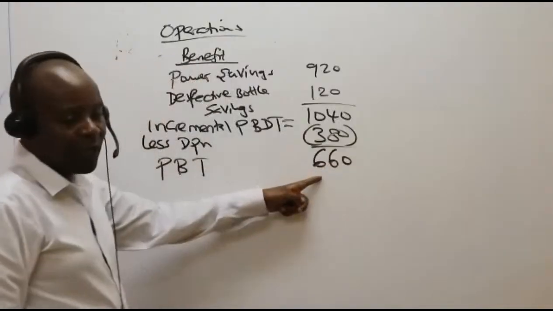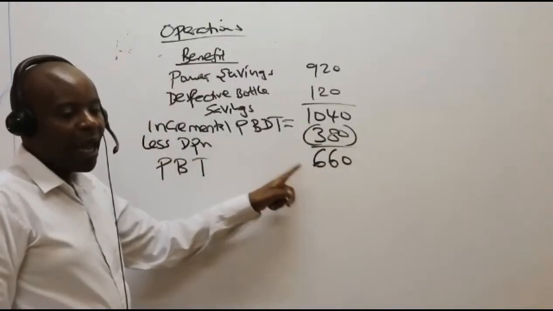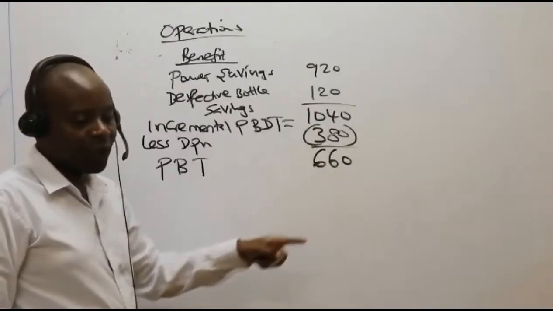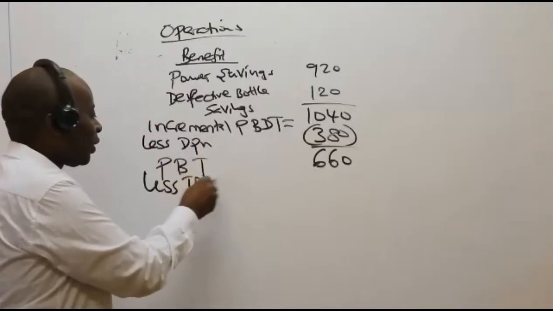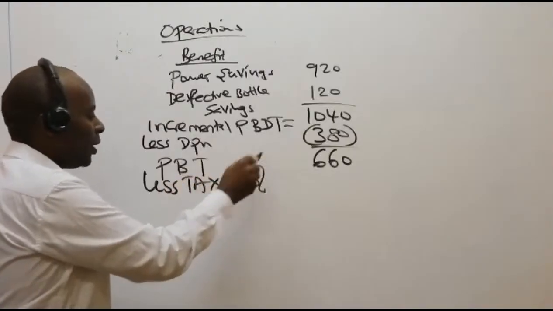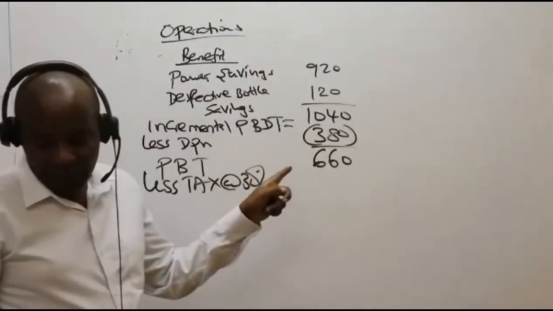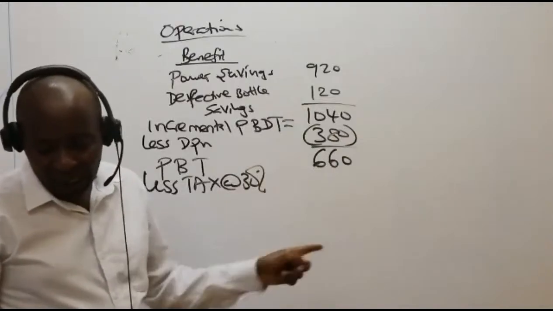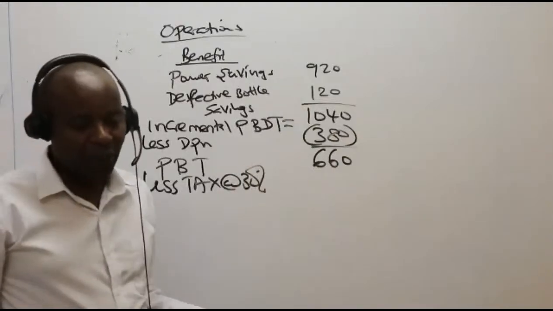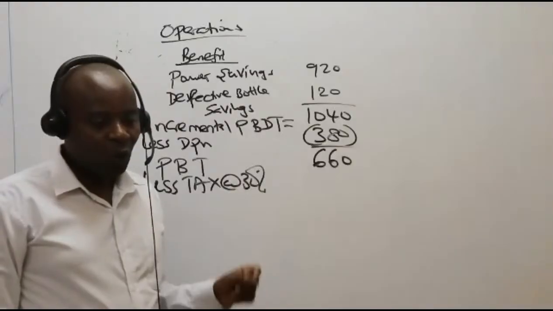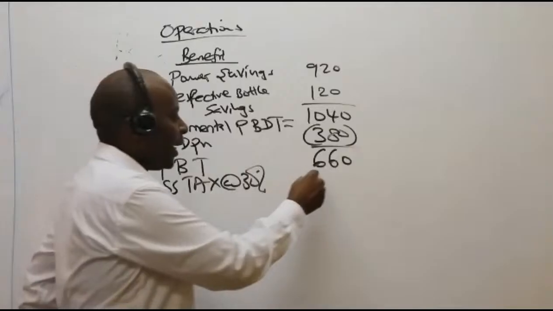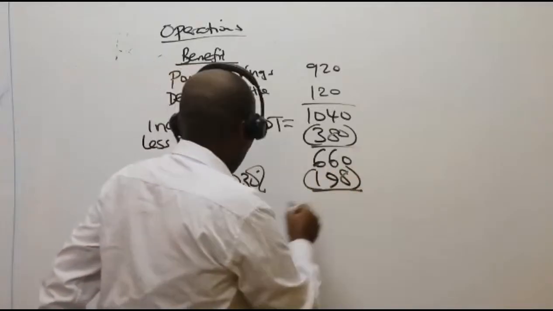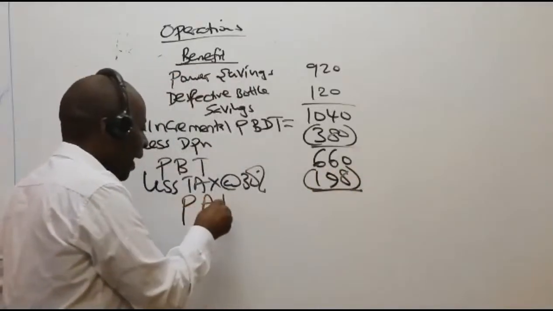Once I get this figure, ladies and gentlemen, straight away I'm supposed to share this with the taxman. So come here and let's tax. Remember, they gave us a figure of 30%. So the taxman will get how much here, somebody? 198.